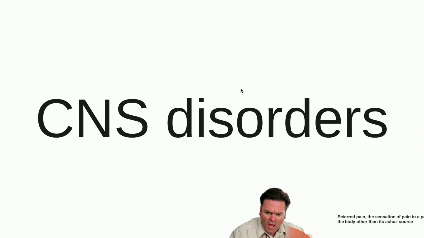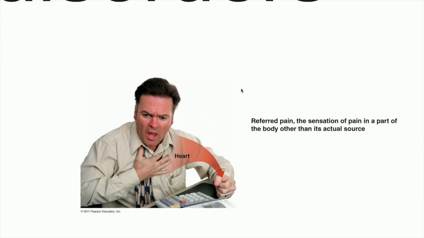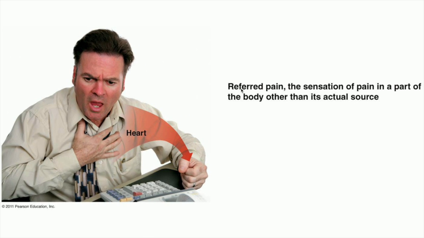Last thing for this chapter is some disorders. Referred pain happens when strong pain signals stimulate nearby neurons. Most people know pain in the heart can radiate out to the arm.